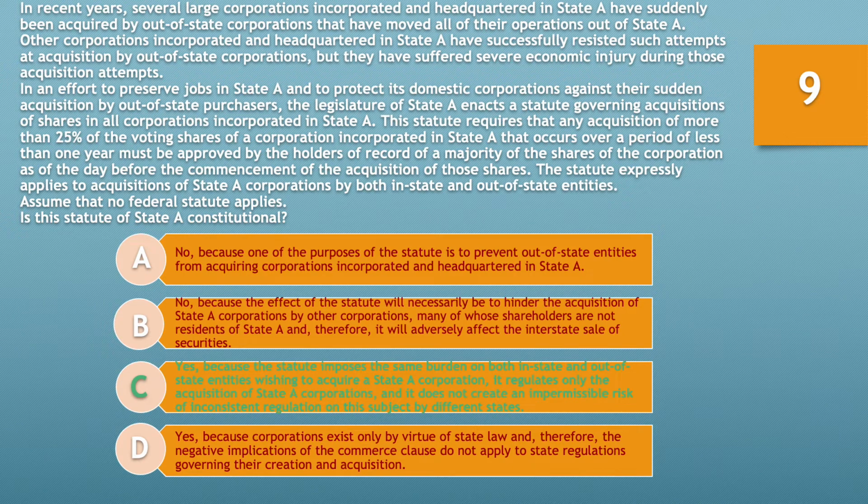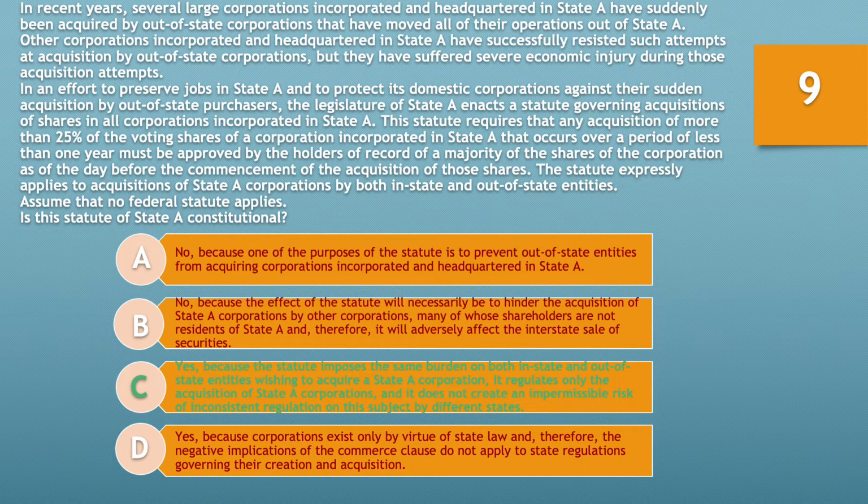If you chose option C, yes, because the statute imposes the same burden on both in-state and out-of-state entities wishing to acquire a State A corporation. It regulates only the acquisition of State A corporations, and it does not create an impermissible risk of inconsistent regulations on this subject by different states. You'd be correct. If Congress has not acted, a state or local government may regulate local aspects of interstate commerce unless the state local laws discriminate against out-of-staters or place an undue burden on interstate commerce. Here, there is no such implication because in-staters and out-of-staters are all equally affected.